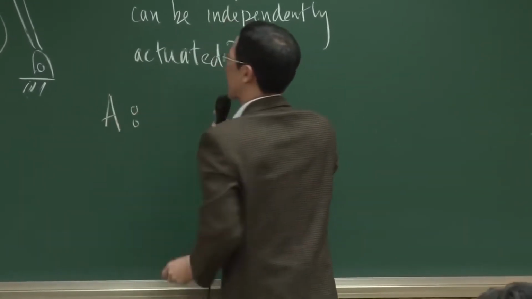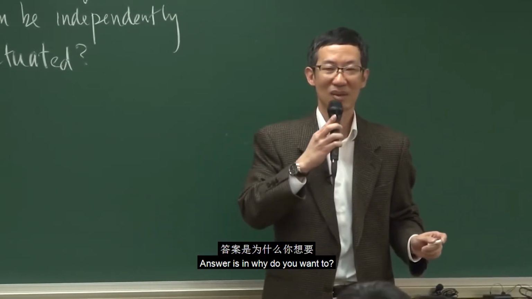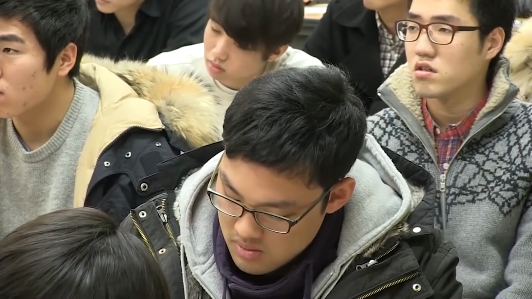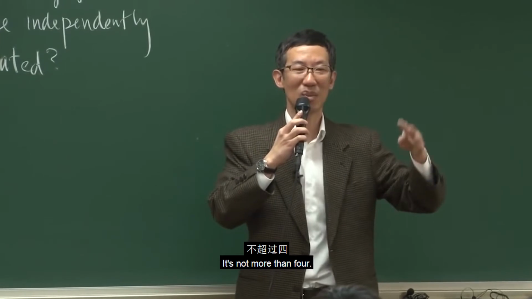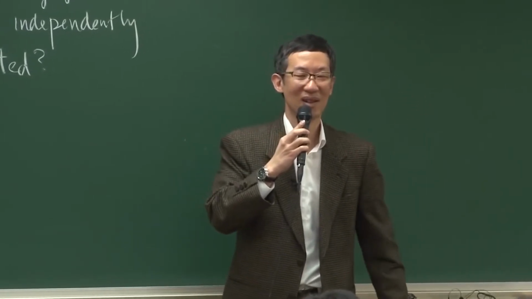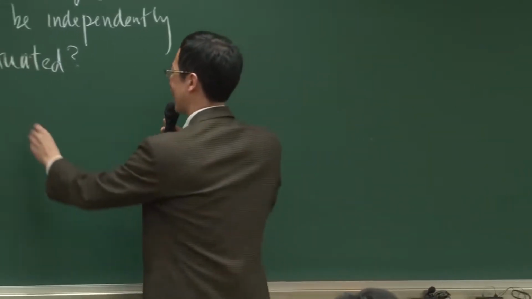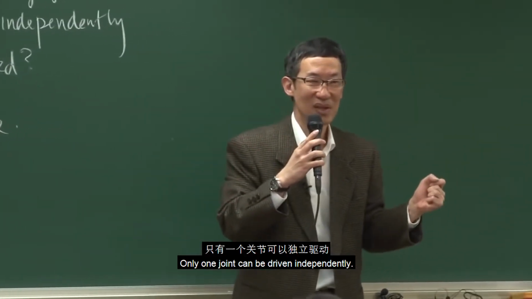Okay, and the answer is. Anybody want to take a shot at this? You just hold up a finger. Is it 1, 2? I'll give you a hint. It's not more than 4. Okay. Yeah, it's 1. It's 1. Okay. Only 1 joint can be driven independently.